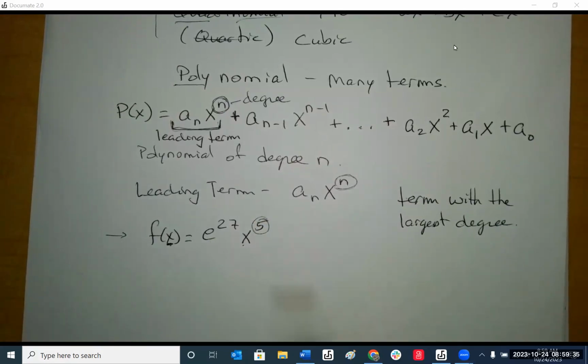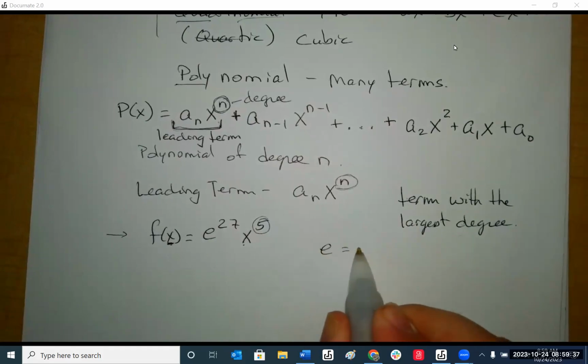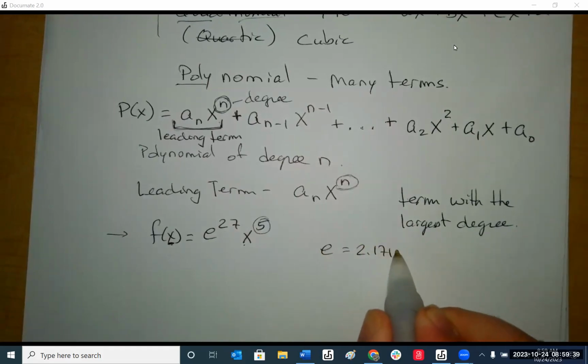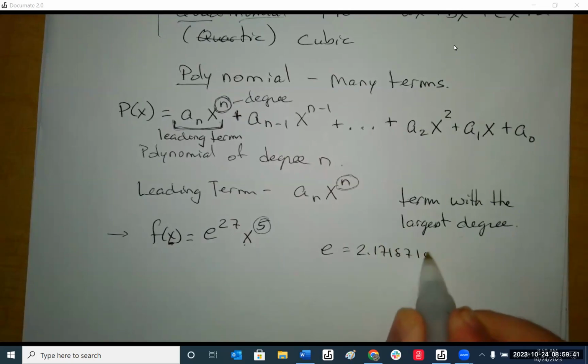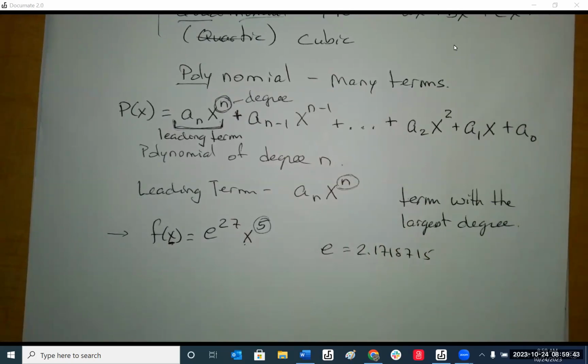In mathematics, e is a number. e is called Euler's number. It's about 2.71828. It's a constant. Whatever's inside the parentheses tells us what our variable is, and whatever the power is of that, that's the degree.